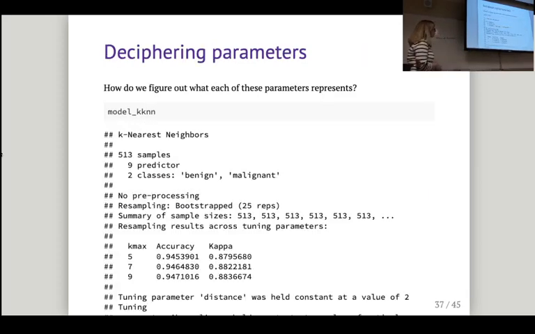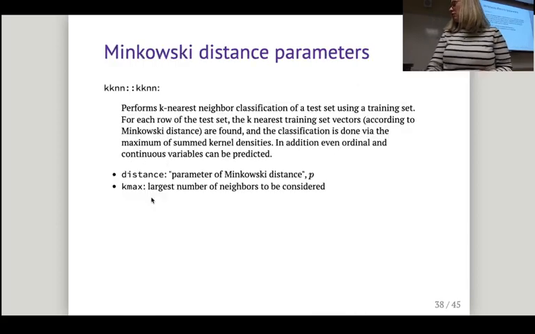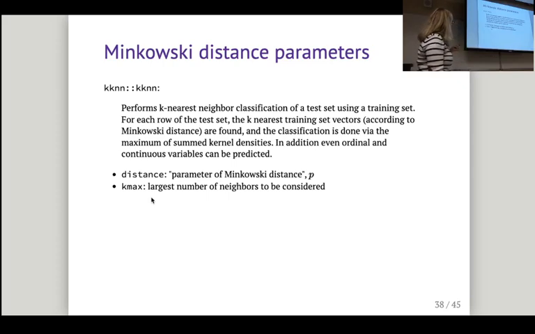So looking at the parameters, again, our K is taken to be 5, 7, and 9 by default. We have some tuning parameters here. There are some other parameters that are part of this model. So we'll have a distance parameter. That's actually the parameter of the Minkowski distance. So that is P. We can set that power that we're using in our distance metric. K max is the largest number of neighbors to be considered.